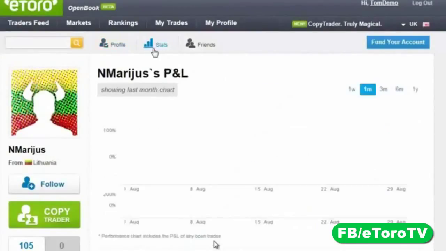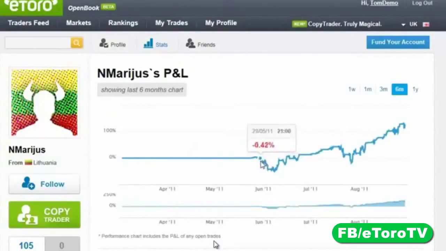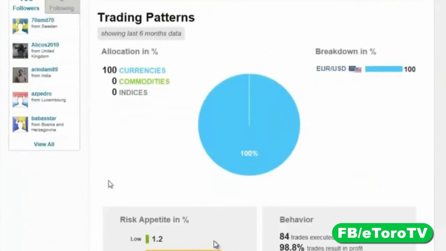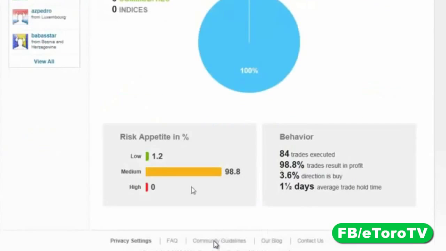Let's go into the stats and look at his stats, okay? Let's look at his stats over the last 6 months. Yeah, he did have a problem in the beginning, but then he learned. He learned, and he learned well, and even though he tumbled a little bit overall, he is rising up, and we can see something that is consistent and something that we can actually appreciate. Let's see his breakdown. This guy trades only euro dollar, doesn't trade anything else, okay? Trades in medium risk. The average trade hold time is 1.5 days. 99% of the trades that he opened resulted in profit. That is absolutely astonishing, okay?